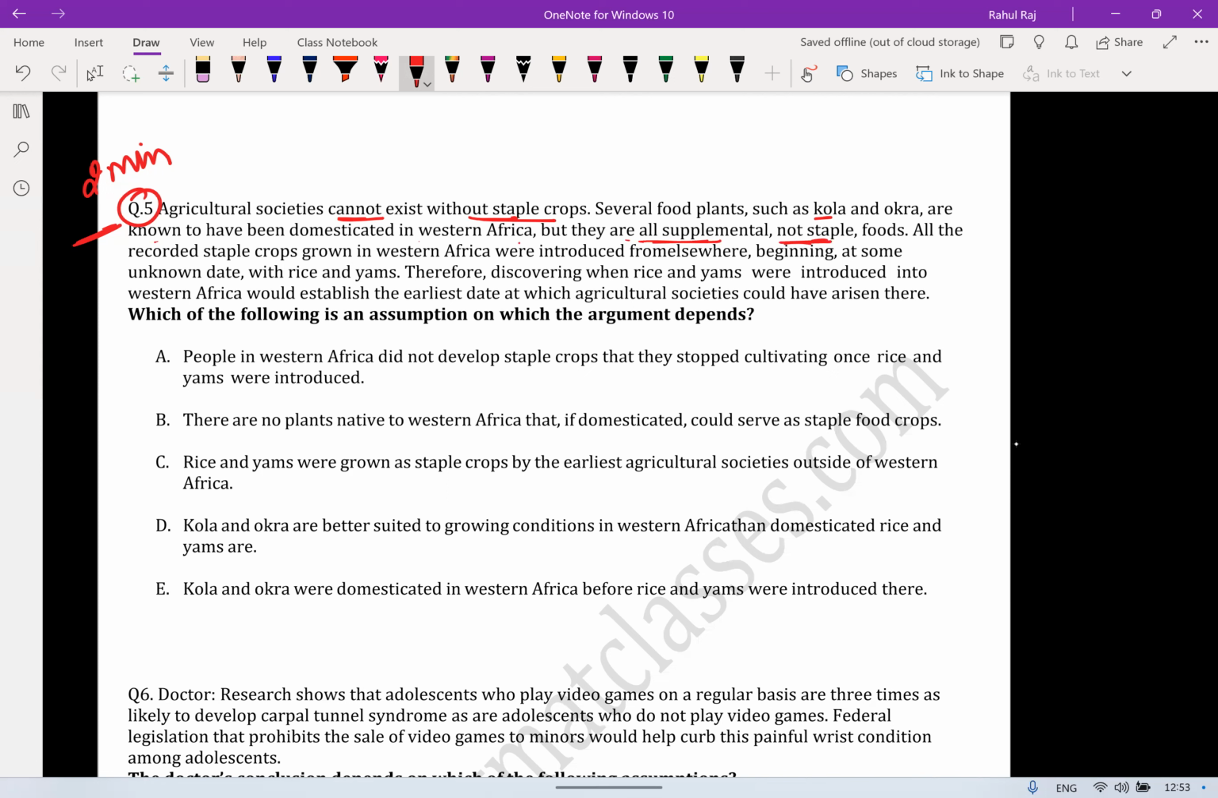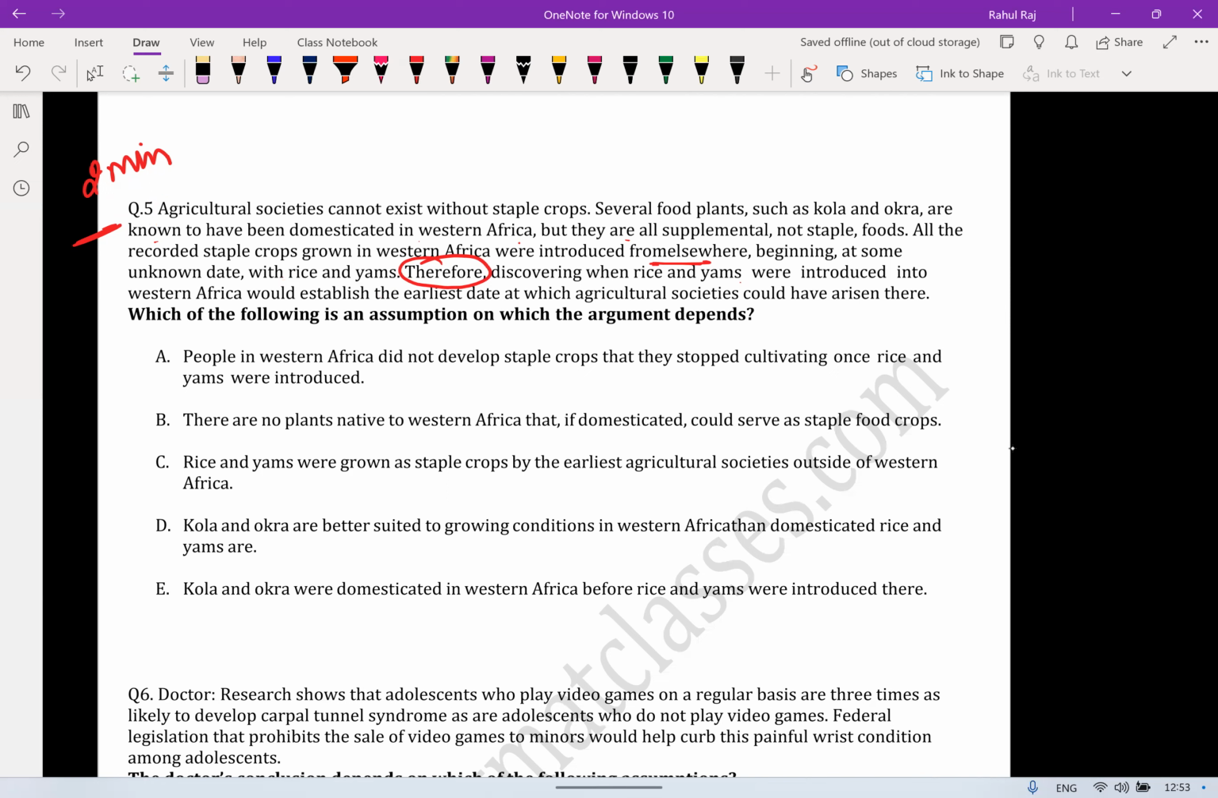All the recorded staple crops grown in Western Africa were introduced from elsewhere. So they are trying to say all the recorded crops grown in Western Africa were introduced from elsewhere, beginning at some unknown date with rice and yams. Now, therefore, they are marking the conclusion. They have given you all the facts over here. And now they are trying to say, therefore, discovering when rice and yams were introduced into Western Africa would establish the earliest date at which agriculture society could have arisen there.